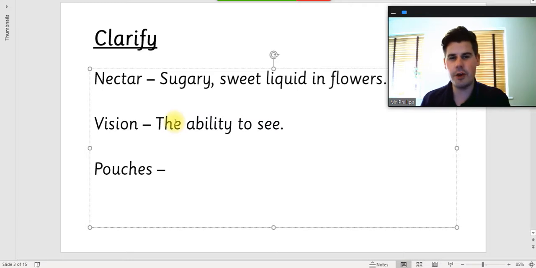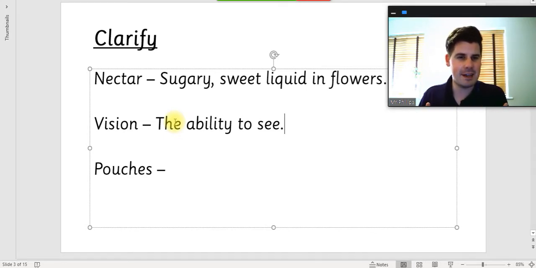Our last complicated word was pouches. What is a pouch? What are pouches? If you think you know, pause the video, write it down, or tell somebody. So, a pouch is a bit like a pocket, isn't it? On your trousers, you might have a pocket where you can store things. So, animals obviously don't wear trousers, so they can't have pockets, but some animals have pouches, which are little separate spaces where they can store things.